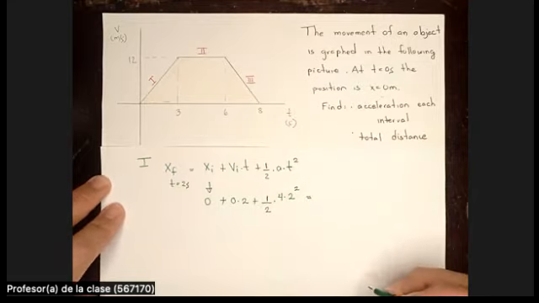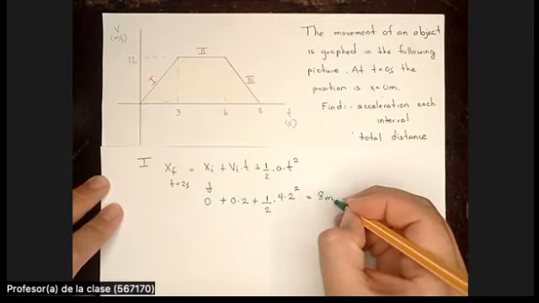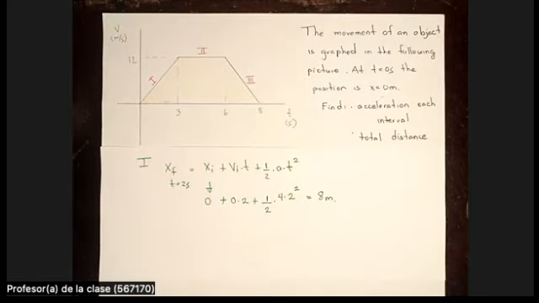Okay, so do the calculation. That will be 8 meters. Meters will be the unit of the position. So the final position is 8 meters. So of course, that will be the position of the object 2 seconds after the movement started.